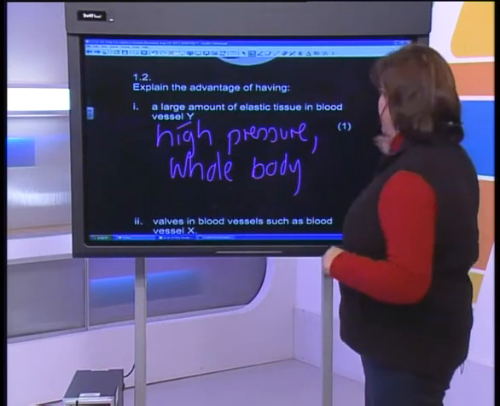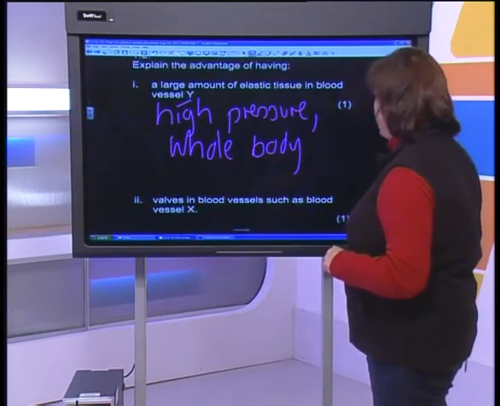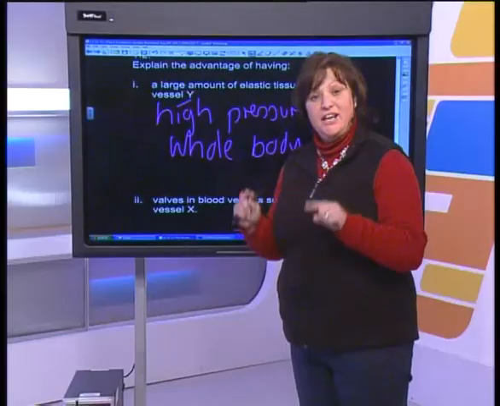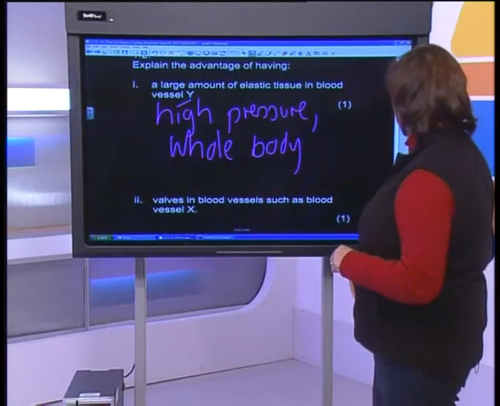If we look at the next question, valves in blood vessels such as blood vessel X. Again, we're tying it up to the blood vessel section.